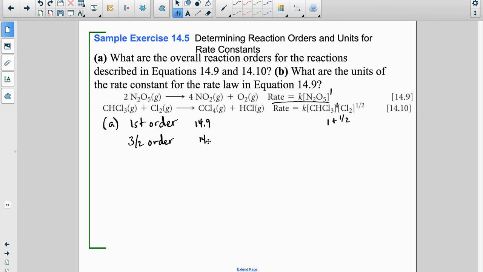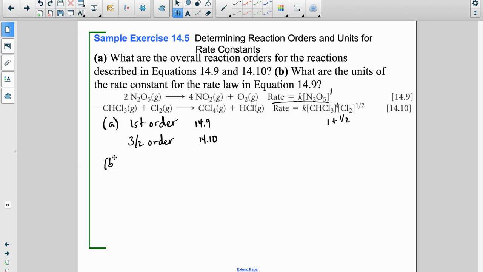Now, you're not going to find orders other than 0, 1, or 2. But in real life, there are half orders, there are 3/2 orders. That does exist. It's just that for the AP exam, they choose nice neat orders like 0, 1, and 2.